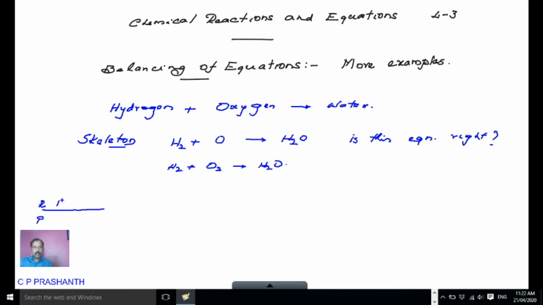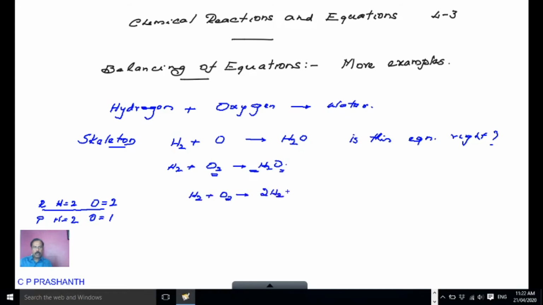Let us see the number of reactants and products. Hydrogen is 2 on the left hand side, whereas on the right hand side, we have 2 hydrogen atoms. Oxygen on the reactant side is 2, on the product side it is 1. So oxygen is not balanced. Hydrogen is right now balanced. So you know what is to be done.